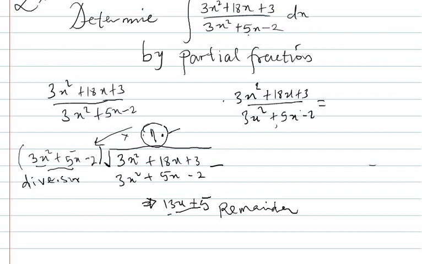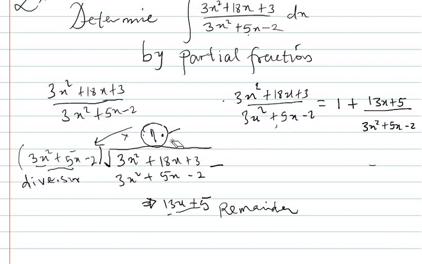So we can come here and say we have our quotient, that's 1, plus our remainder, 13x plus 5, all over the divisor. Our divisor is 3x squared plus 5x minus 2. So this expression will be equal to this.